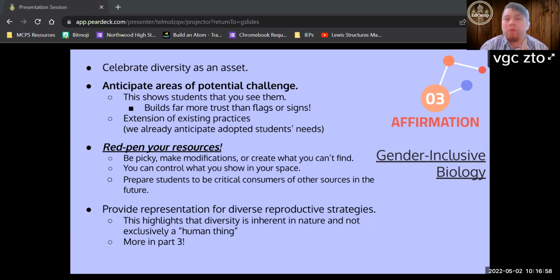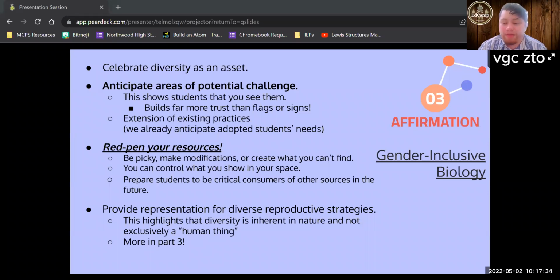So keeping in mind that we can control what we show within our space and that our classrooms do not have to be a place where we reinforce perceptions of binary gender, for example. It is true that our students are also going to be consumers of resources in the outside world where there might be more simplistic language used, especially around topics, for example, like puberty education. But we can help to teach our students to be more critical consumers of those resources, especially by using different language in the resources that we either modify or create ourselves.